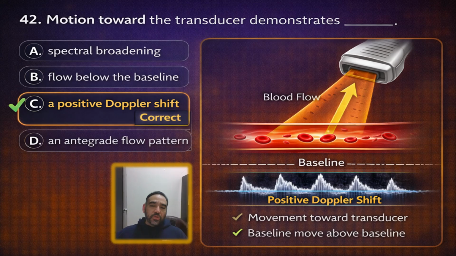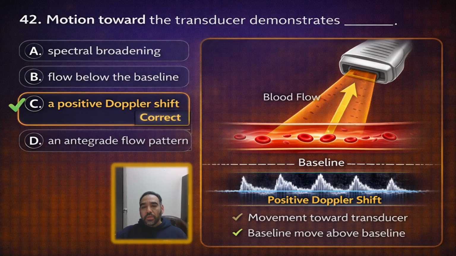Now let's look at why the other ones are wrong, and what those other answers even mean. A says it's spectral broadening. Well, spectral broadening refers to vertical thickening of the tracing and/or a wide range of velocities, so it has nothing to do with direction. B says flow below the baseline. Below the baseline represents motion away from the transducer, so that's a negative Doppler shift. This is the opposite of the correct answer.